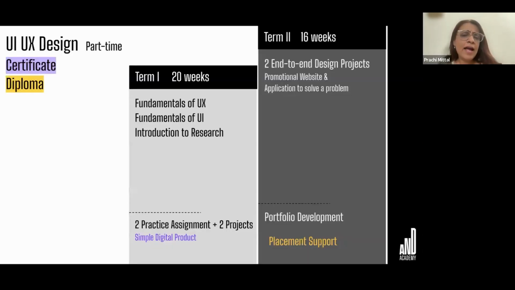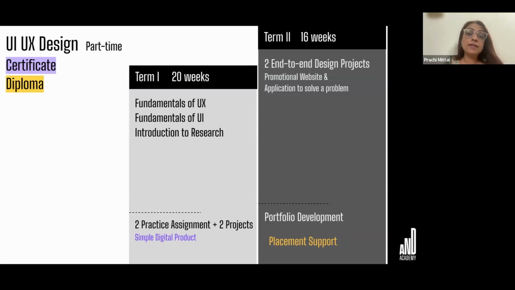So I have broadly covered this, that if you start with a certificate, this is what you do in the first term, right? 2 practice assignments and 2 projects, and you are able to work on a simple digital product. Like all our certificate courses, this makes you ready for internship. But if you come from a design background, or if you've already worked in the industry as a technical person, this is also enough for you to get into a job. So it really depends on what you've done before joining our course.